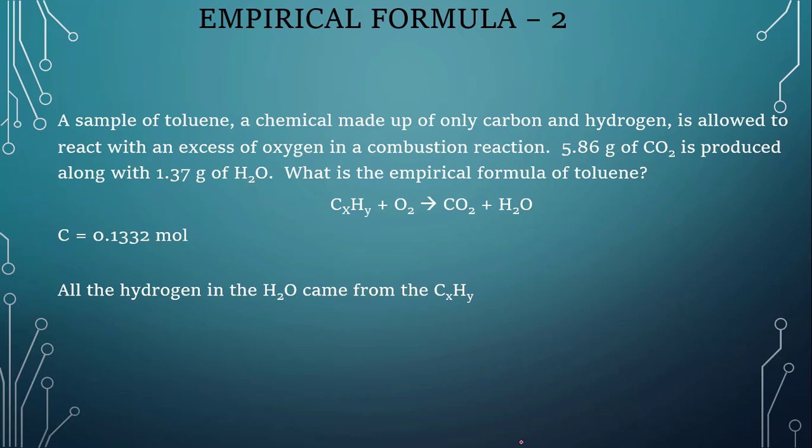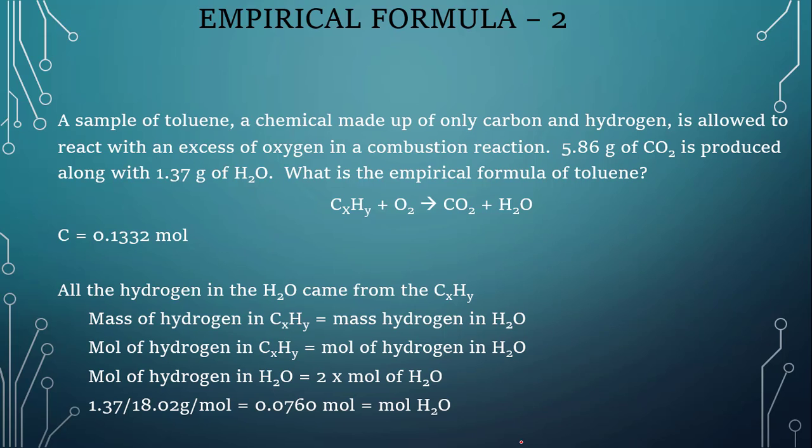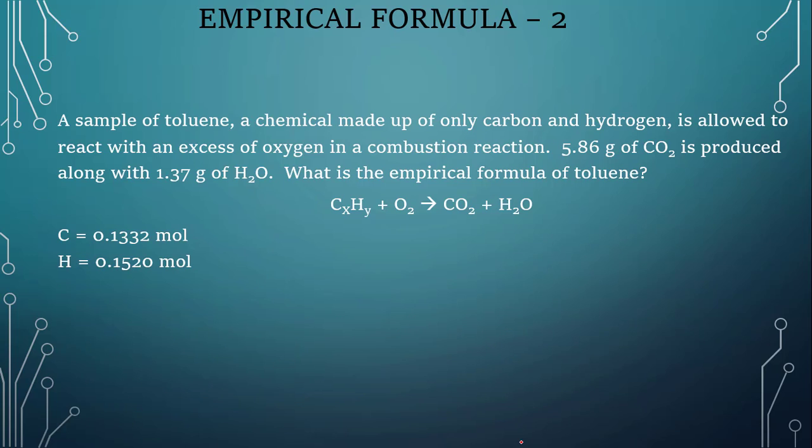Now we're going to do the same thing for the hydrogen, because all the hydrogen in the water has to come from the hydrocarbon. So the masses have to be equal. The moles have to be equal. We know that because of the 2-to-1 ratio of atoms to molecules, the moles of hydrogen in the water is twice the number of moles of water. So we calculate out the number of moles of water, we double that, and we get this value for the moles of hydrogen. Now we can divide by small.